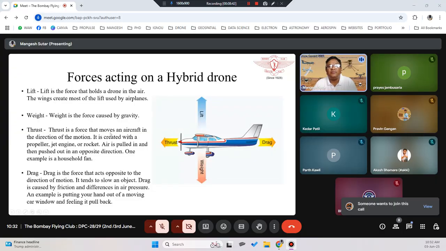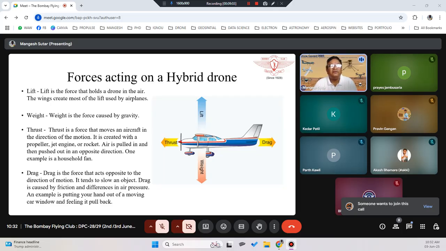Thrust is the force that moves the aircraft in the direction of the motion. It is created with a propeller. It can be a propeller, a jet engine or a rocket. Air is pulled in and then pushed out in the opposite direction. One example is the household fan. Normally in a household fan, when it moves, you create a push of the air.